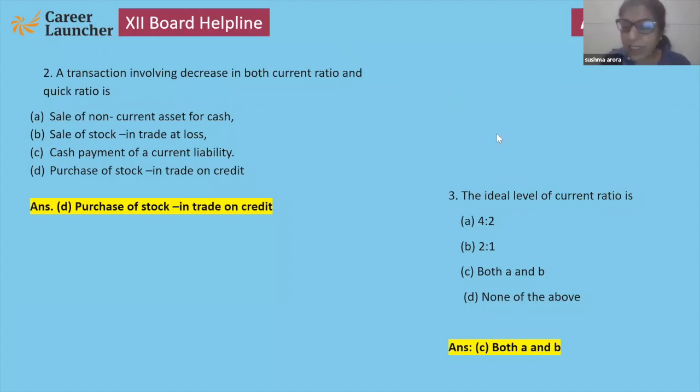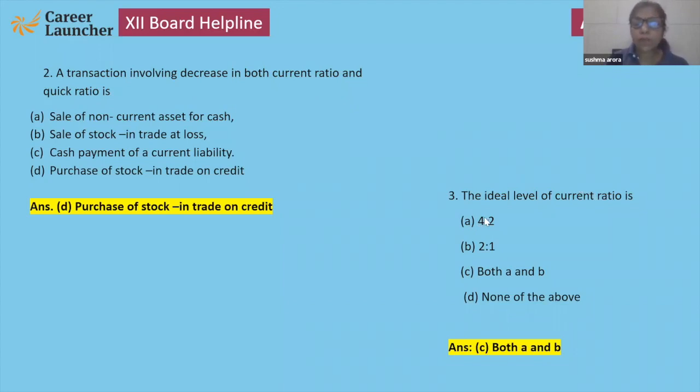You are here to encourage us as well. Maybe they will give you the option like this way: 4:2. When you simplify it, that will come to 2:1. Maybe they can give you 32:16, or twice is to 1. So the answer will be both A and B. Clear? So generally we can say that current assets must be twice current liabilities, then the current ratio will be appropriate or ideal.